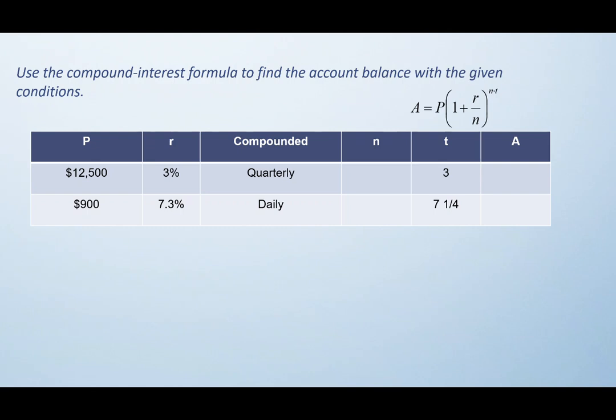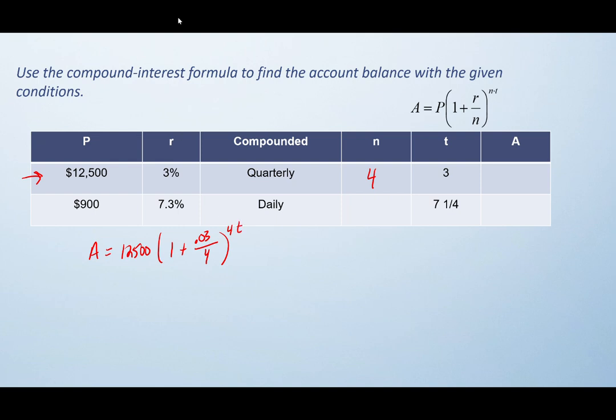So this first one, we're going to say, hey, what happens if we've got $12,500 that we invest at 3% compounded quarterly, and we leave it in for 3 years? How much money are we going to have? Quarterly, we remember, means 4 times a year. And so we would write 12,500 times 1 plus 0.03, that's 3%, over 4 compounding periods, to the 4t. But we're going to let t equal 3.